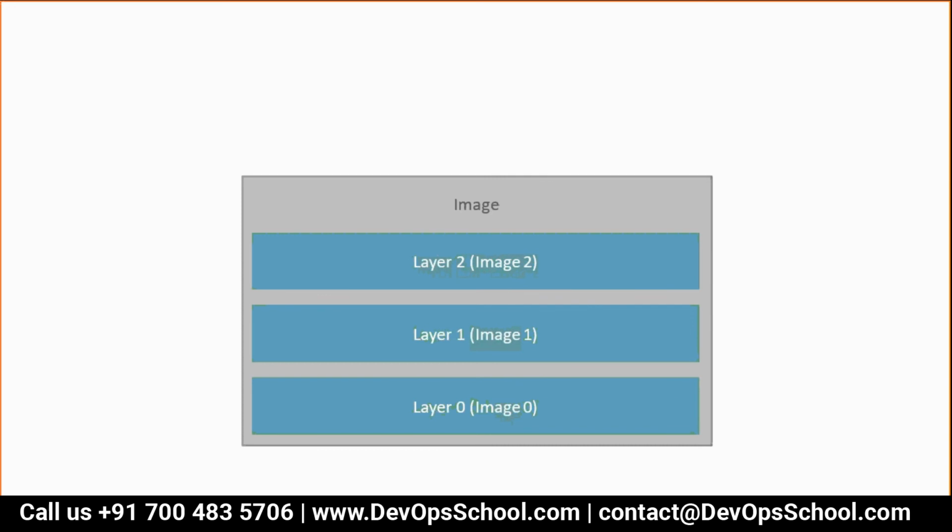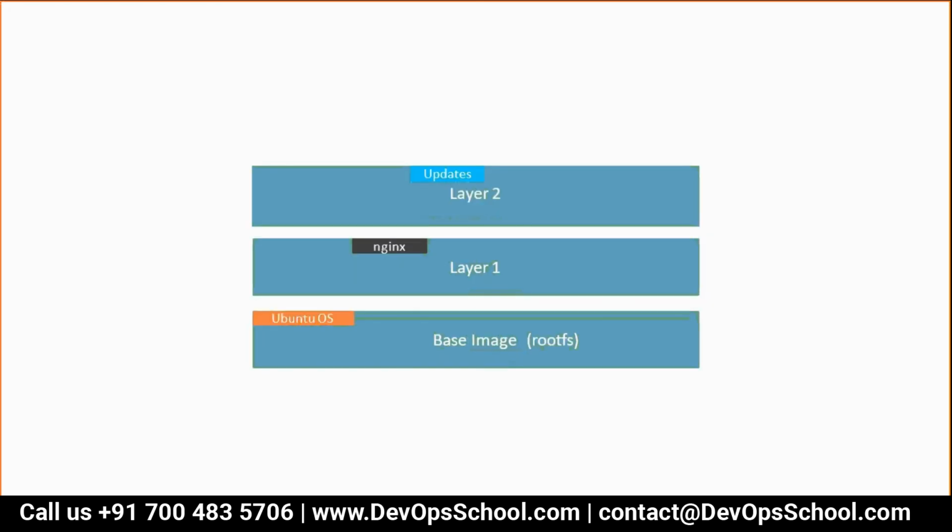So what can you find in that image? You can find in that image nothing but layers. Now the question is, what is a layer? A layer is nothing but a file system layered over each other, and that's your image.